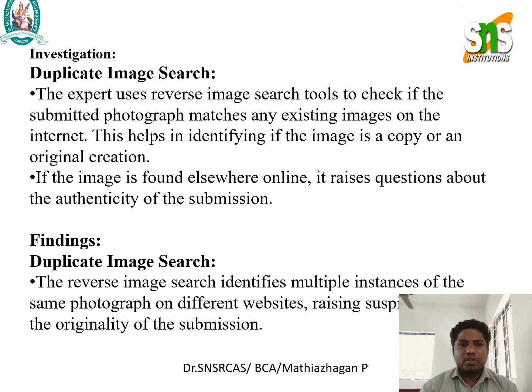How to find it? This is the duplicate image search finding. The reverse image search identifies multiple instances of the same photograph on different websites. The same photograph appears on different websites, so multiple instances are identified. This determines whether it is an original submission, which is the result of the finding. So this is the duplicate image searching process.